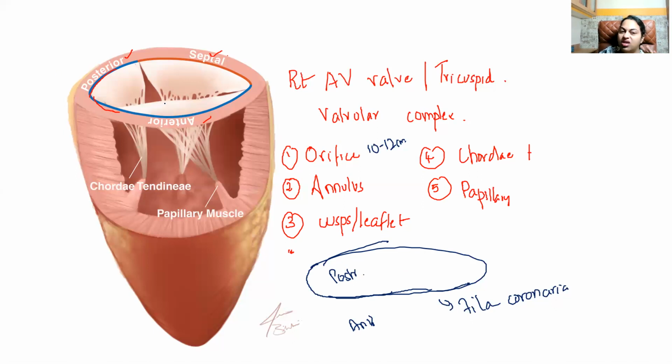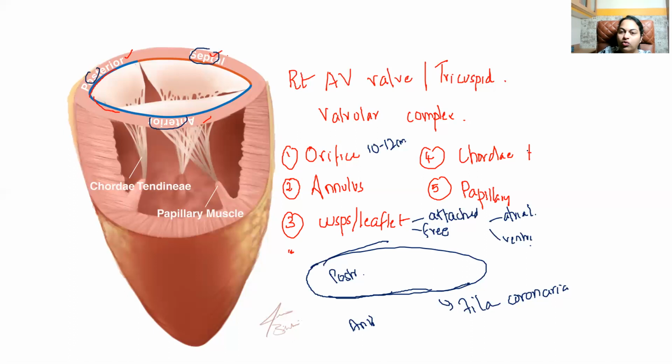And the third point about the cusp or leaflet. So here you know there are three cusps: the anterior cusp, the posterior cusp, and septal cusp. Each cusp will have an attached margin, the part of the cusp which is getting attached to the annulus, a free margin which is facing downward, and each cusp will have two surfaces. Facing the atria will be atrial surface. Facing the ventricle will be the ventricular surface. And of course, the atrial surface will be much smoother. The ventricular surface, which is going to receive the chordae, will be more rough.